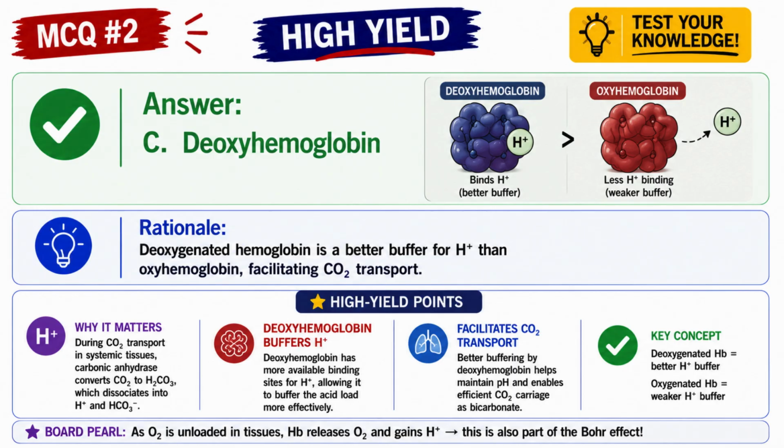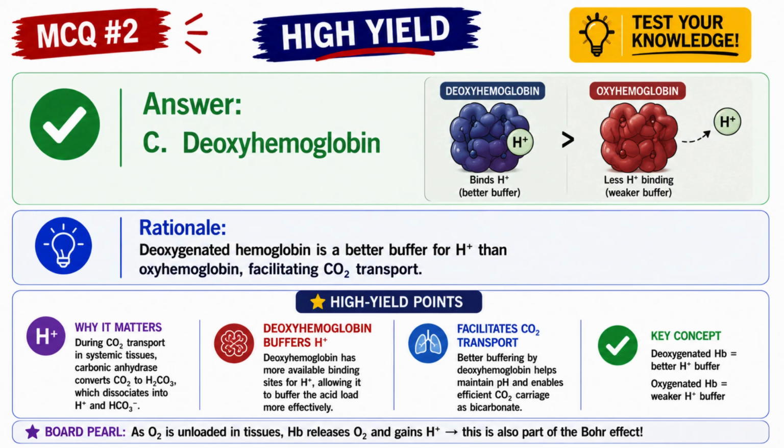CO2 plus water becomes carbonic acid. Carbonic acid dissociates to H+ and bicarbonate. For each bicarbonate that enters the plasma, an H+ is left inside the cell. If these H+ ions were allowed to accumulate freely, the red cell would become severely acidic. Carbonic anhydrase activity would slow. Bicarbonate production would stop. CO2 transport would fail. Hemoglobin solves this, specifically deoxygenated hemoglobin.